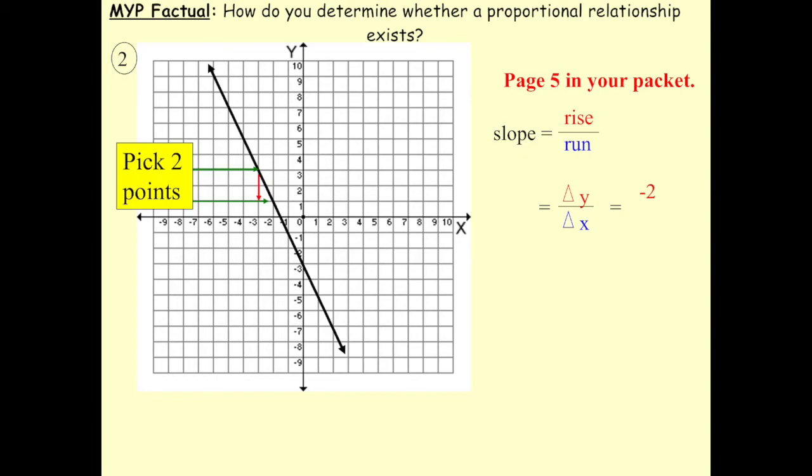x. The change in y was negative 2. This graph went down 2. And the change in x was 1. The graph went to the right 1.